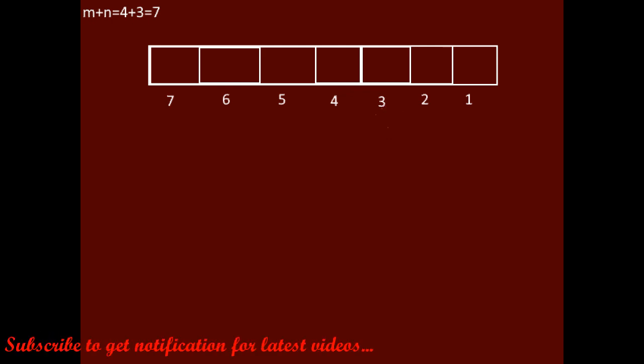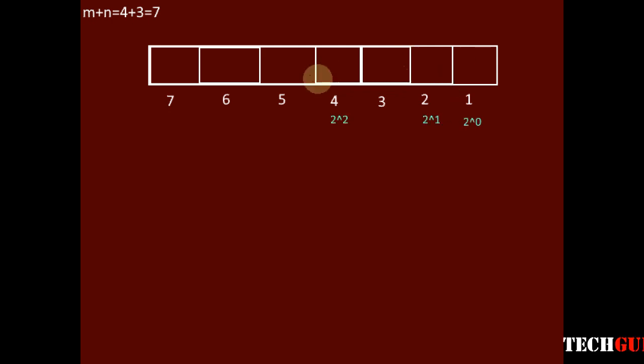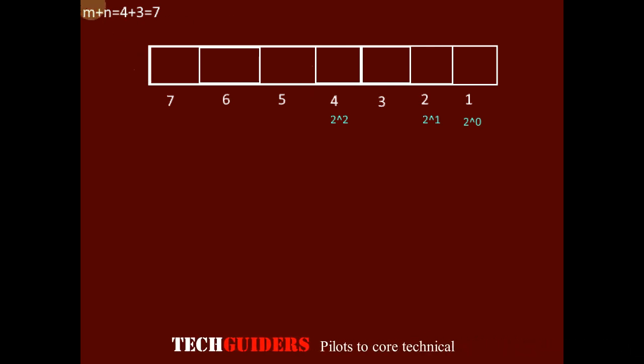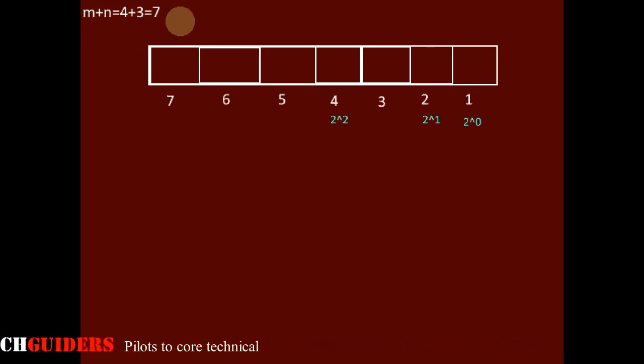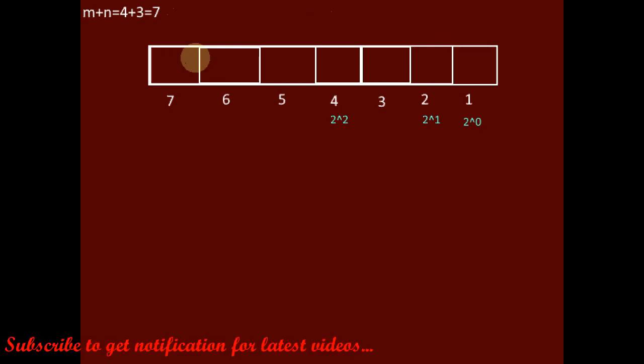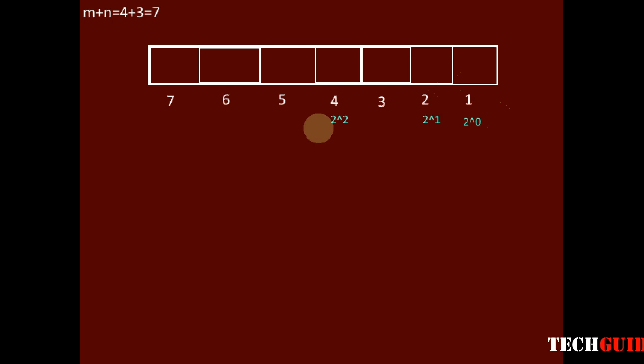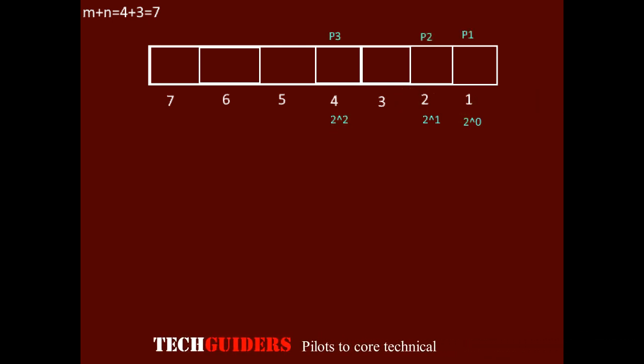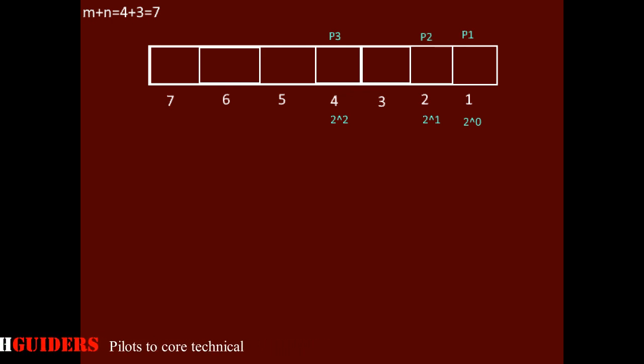The parity bits are always placed at the positions that are powers of 2. Suppose in our example, our valid code word is having m plus n equals 7 bits, and the bits are positioned from right to left. Then all powers of 2 positions will be occupied by parity bits, and the remaining will be kept for data bits.